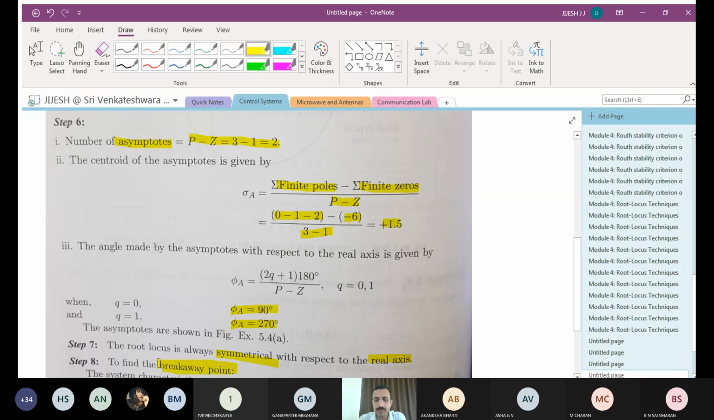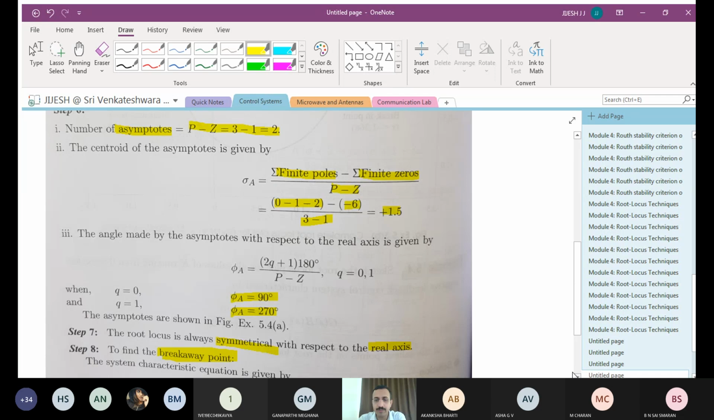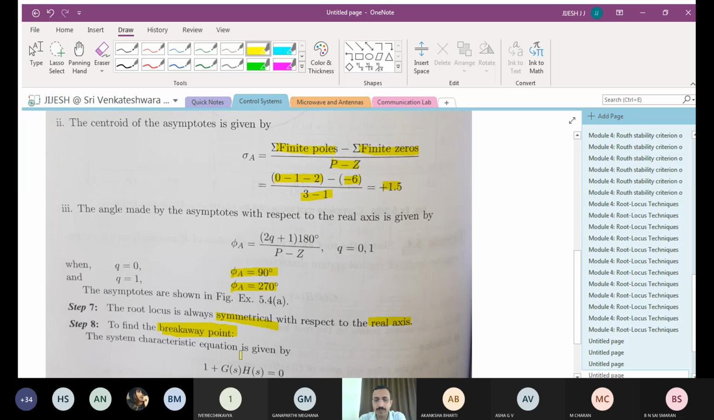The system characteristic equation you have, take the characteristic equation and find out the breakaway point. 1 plus g of s h of s is equal to 0. So we have to take 1 plus g of s h of s is equal to 0 and try to find out the breakaway point.